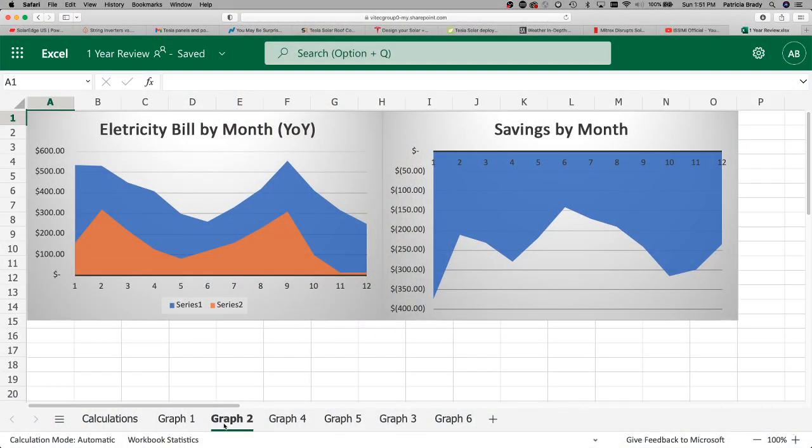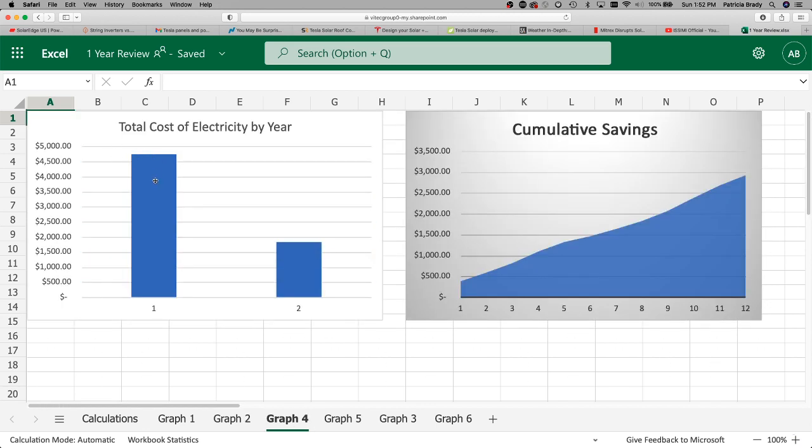So this is set of graphs number 2, and this is electricity bill by month. And this is where the great stuff is. Tracking our monthly bill, you can see that our bill is down significantly every month, as it should be, right? Every month we're saving somewhere between $150 and $350. Love seeing that. That is great. Last year, we spent almost $5,000 on electricity, and this year we only spent about $2,000. You can see that our cumulative savings this year have been all the way up to $3,000.